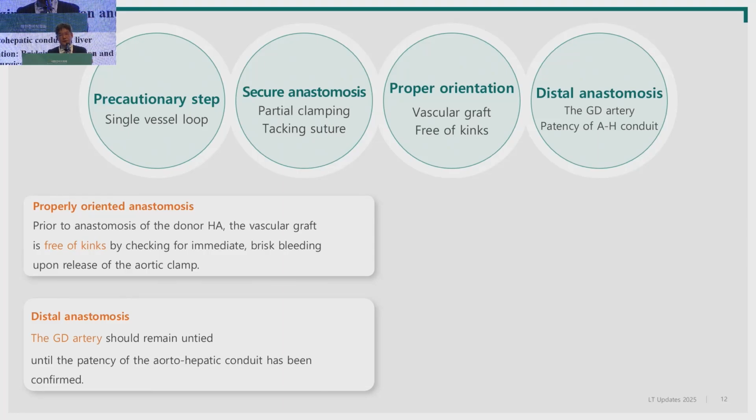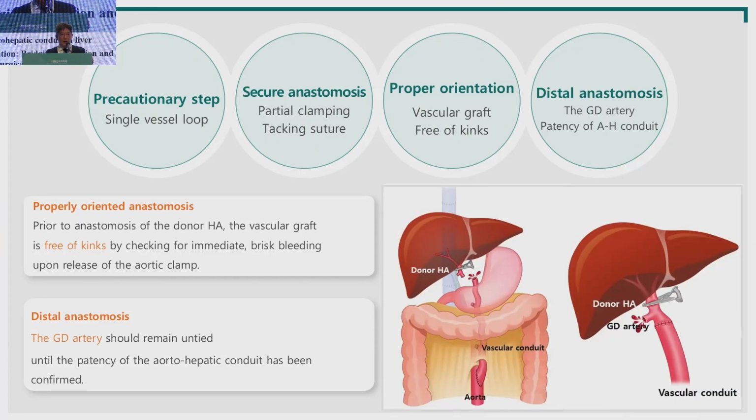After completing the aortic anastomosis and routing the vascular conduit, it is critical to ensure that the vascular conduit is not twisted. Before performing the anastomosis to the graft hepatic artery, it is important to confirm that the vascular graft is free of kinks, which can be done by checking for immediate brisk bleeding upon release of the aortic clamp.